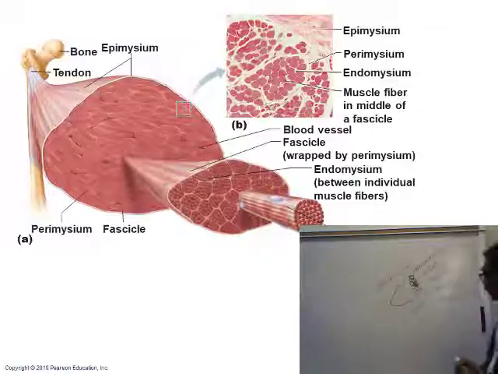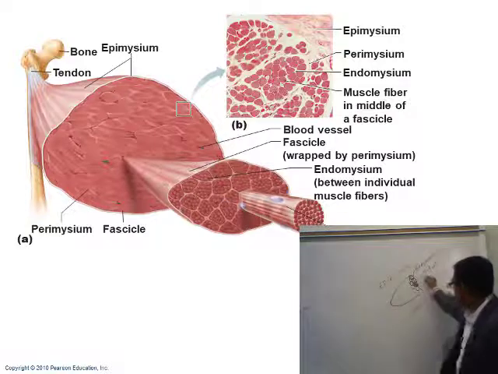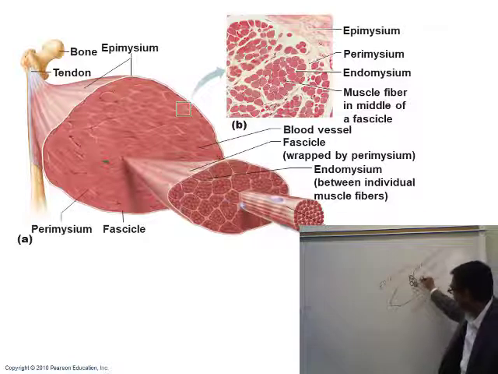Okay, so now you see the thin rod-like structures are the myofibrils. Remember this, we'll talk about this a lot because that's the smallest structure here, the thin rod-like structures, myofibrils. Okay.